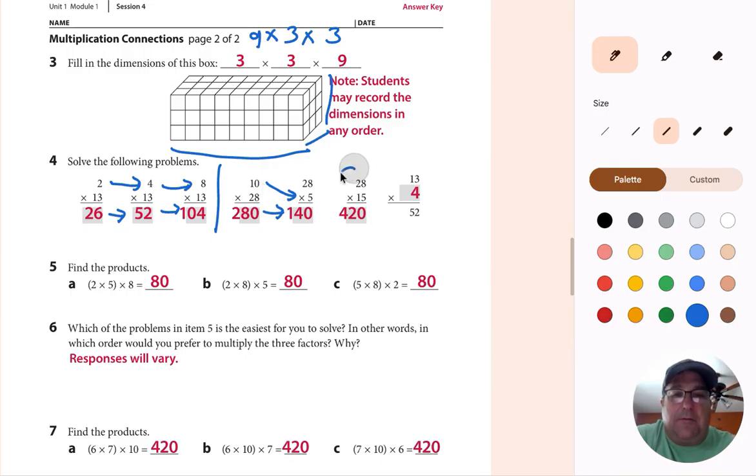Now for this 15, how do I get to 15? Well, that's going to be 10 plus 5, right? So I can just add these two pieces together to get that. And then this is kind of just reviewing a little bit from over there. So just looking at these strategies.